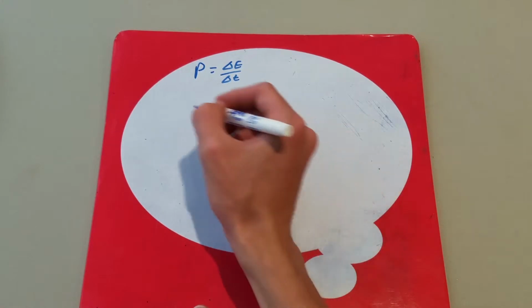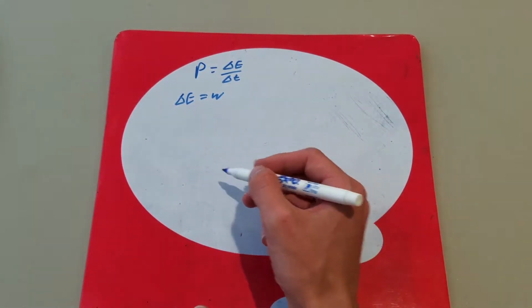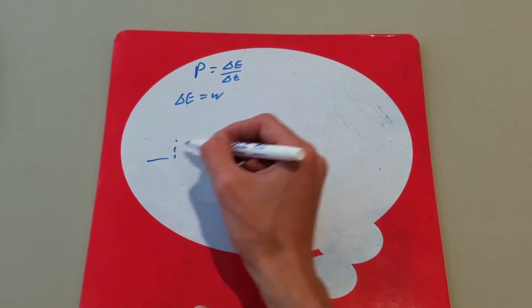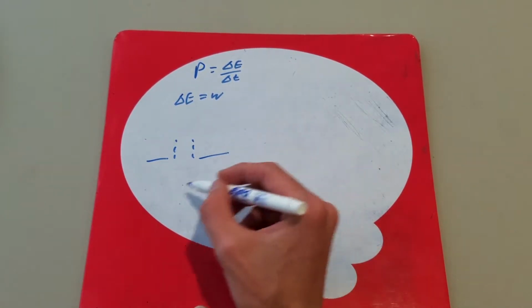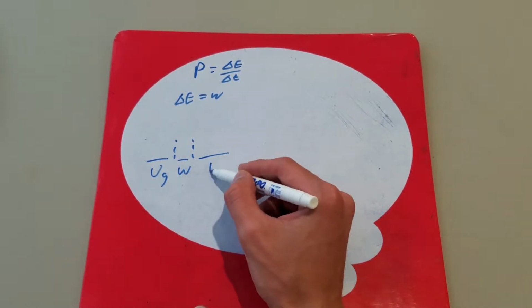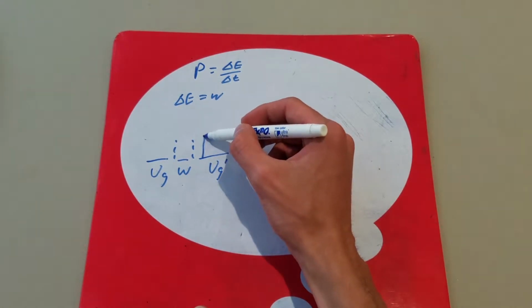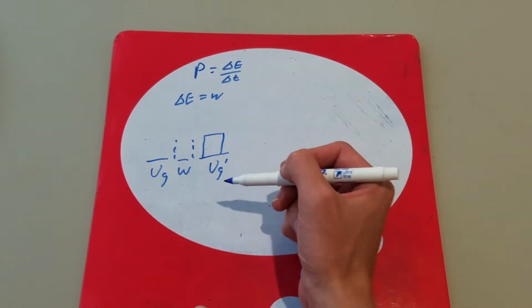And change in energy is equal to the work done on the system. So let's use an energy bar graph to find the work done on the system by the motor. Setting the 0 point for potential energy at the table, the mass starts with no energy. After the motor pulls the mass up, it will have Ug prime potential energy.